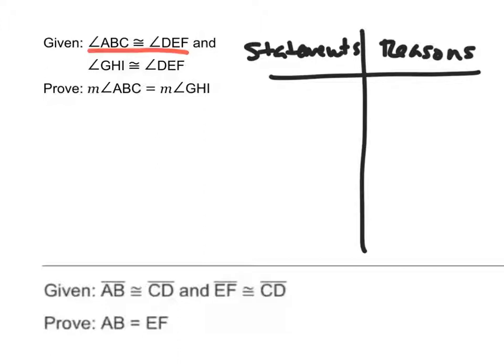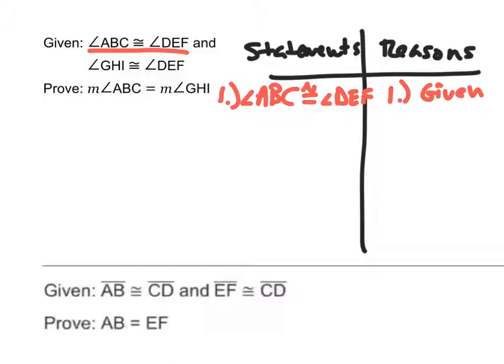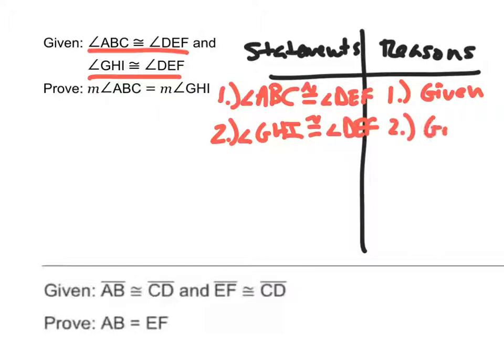So my first statements are my given statements. Angle ABC is congruent to angle DEF. The reason why I put that down as a statement is because it was given to us. It's like Christmas. And the second statement, number two, is the second given statement: angle GHI is congruent to angle DEF. And again, that's also given to you.